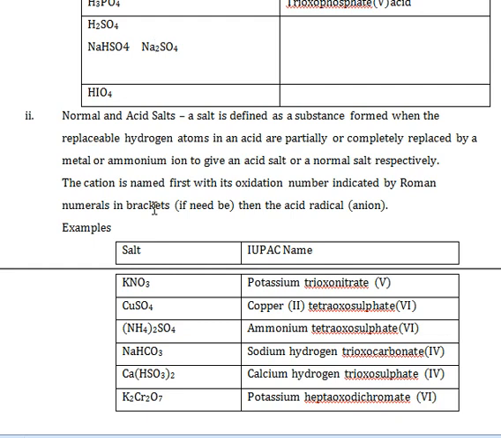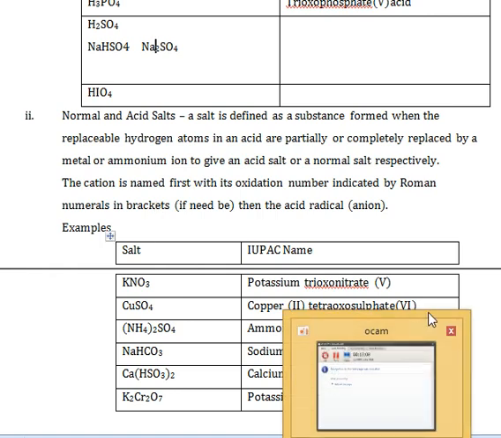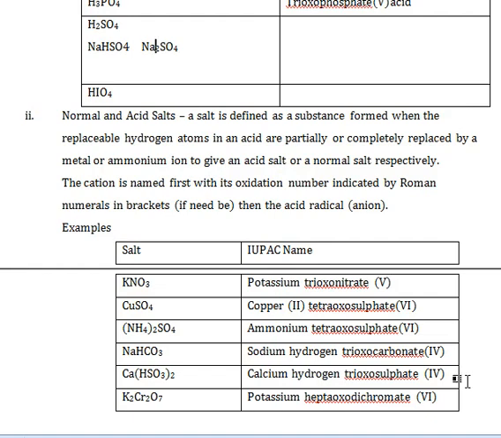So for CuSO4, you have copper 2 tetraoxosulfate 6, ammonium tetraoxosulfate 4 for (NH4)2SO4. Then you have NaHCO3, Ca(HSO3)2 for calcium hydrogen trioxosulfate 4. Then K2Cr2O7, potassium heptaoxodichromate 6. To calculate the oxidation number of chromium there, it should give you 6, as the case may be.